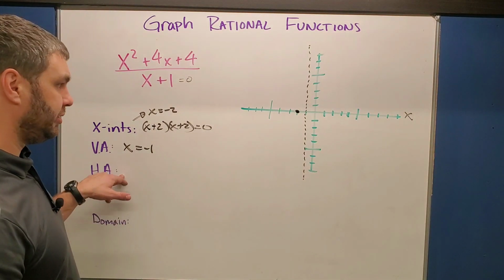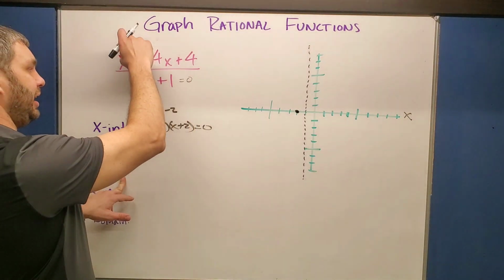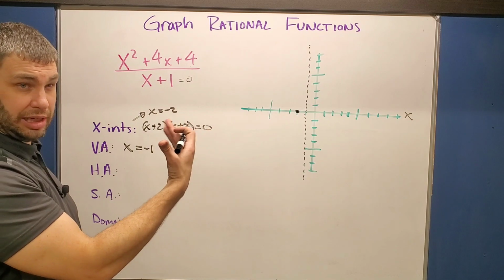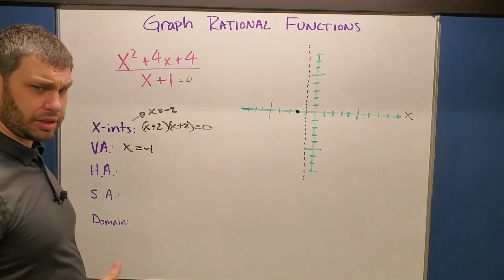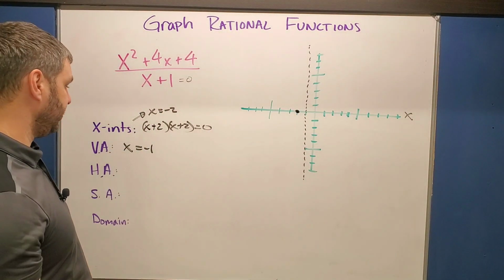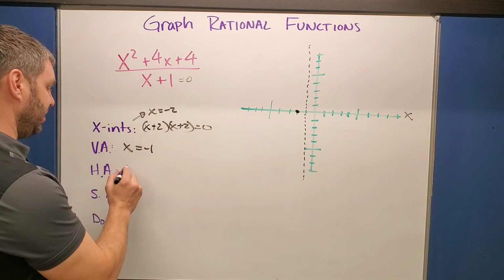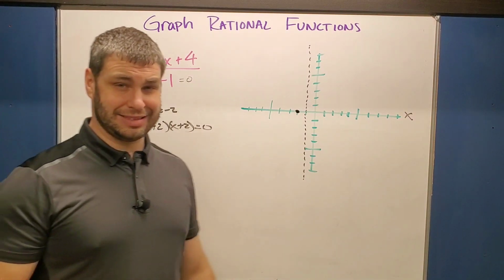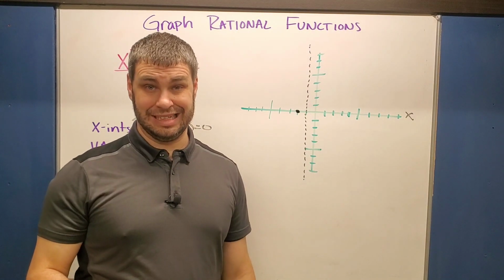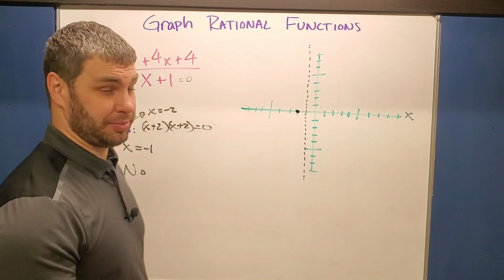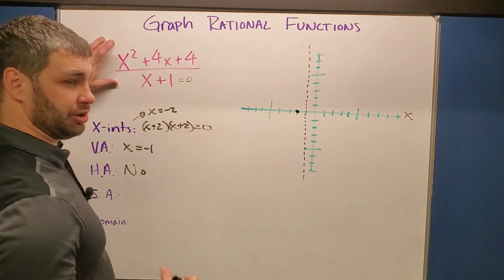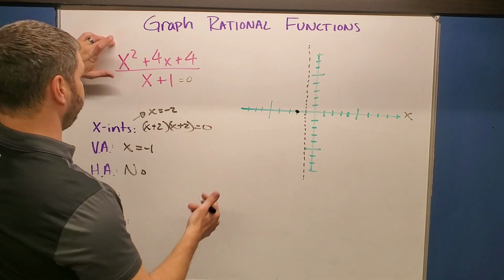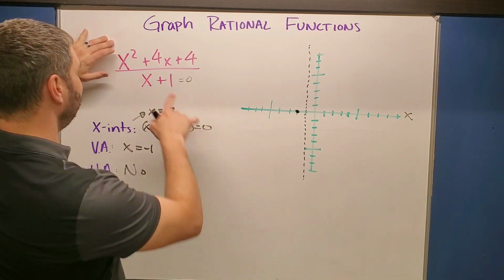The horizontal asymptote, right, because the top has a larger degree than the bottom, or the numerator than the denominator, however you want to look at that, that means that there's going to be no horizontal asymptote. And when there is no horizontal asymptote, you have to check for a slant asymptote. And you check for a slant asymptote by using synthetic division, which we learned in our last chapter. Hopefully you did as well if you're not one of my students.